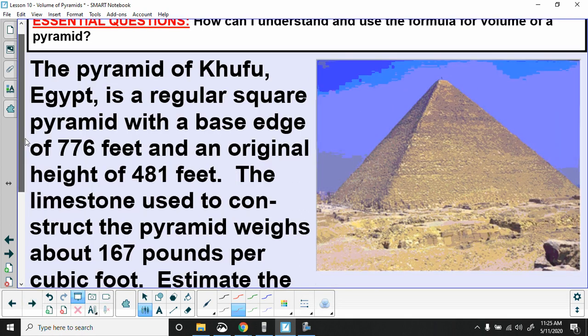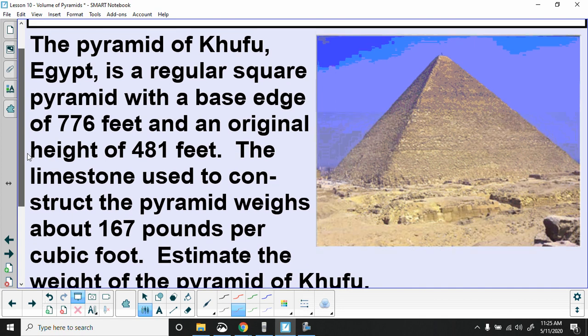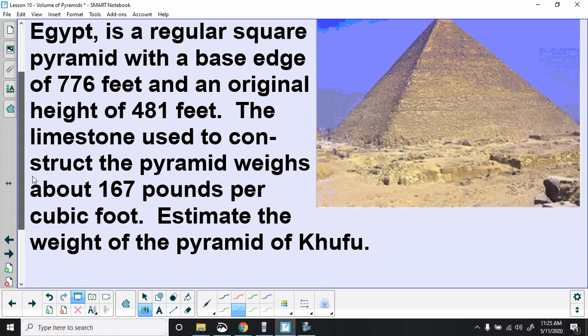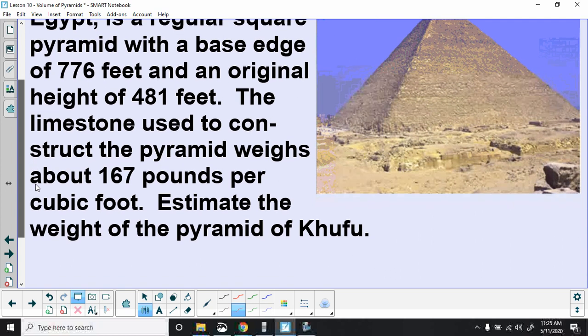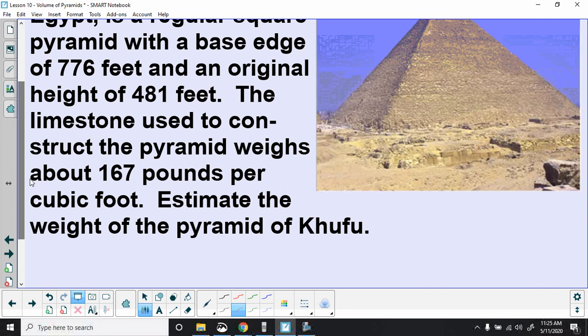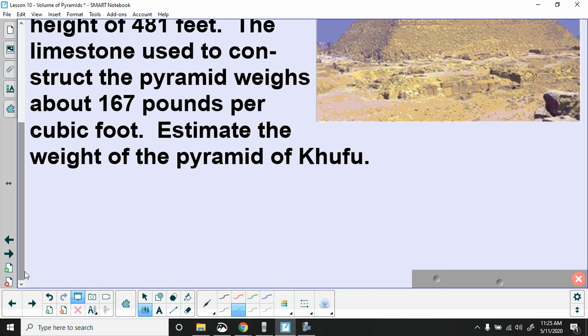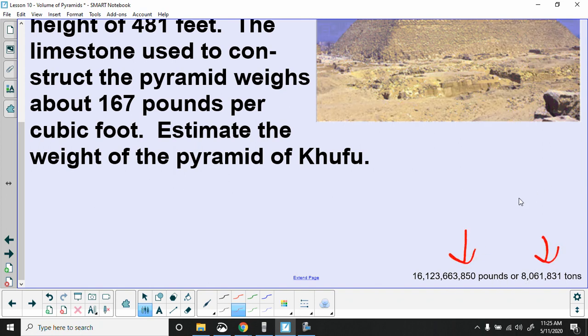This is fun to do in class about Khufu, but if you wish, you can do it yourself. I'll post the answer. It's a regular shaped pyramid, 756 original height, and so on. Limestone used to construct the pyramid weighs 160 pounds per cubic foot. Estimate how much the pyramid weighs. So you find your volume, multiply to get the per cubic foot. I had the answer on here. Oh, there it is. Yikes. This would squash you.